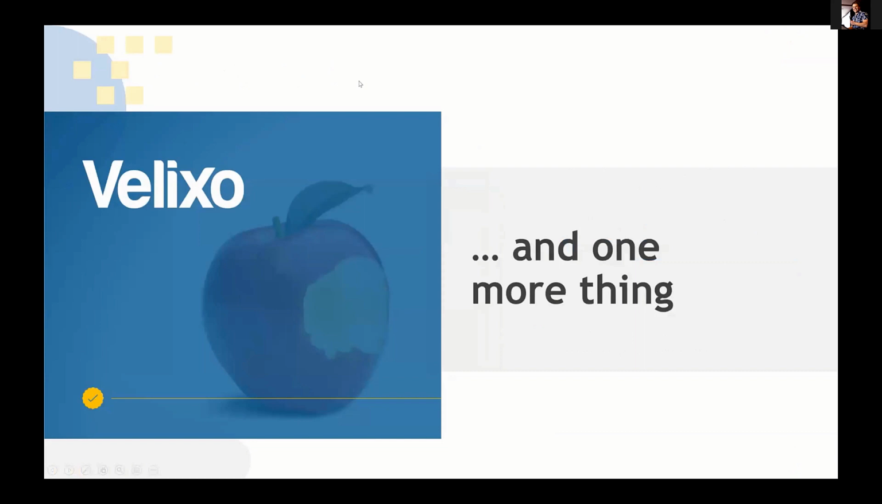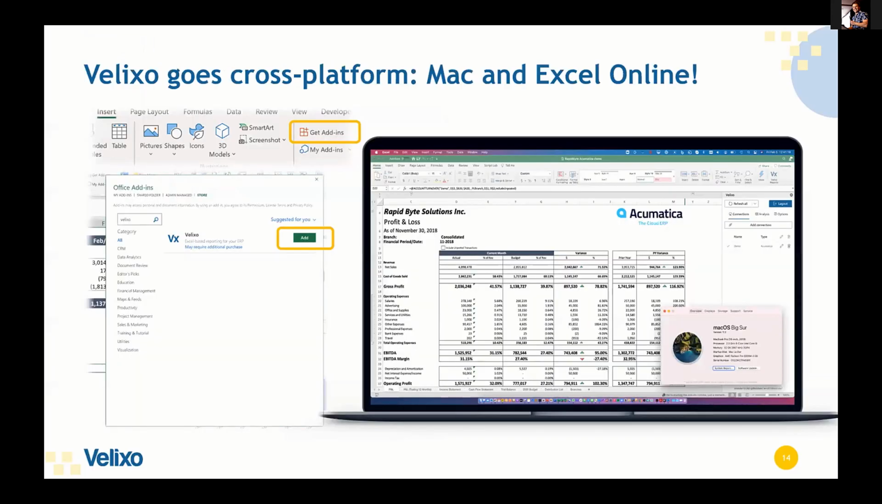Before we end, there's one more thing that we'd like to show you. I'm very excited to make this announcement. Velixo is going cross-platform. That's right, you can now use Velixo on Mac and also Velixo on Excel Online from any web browser. We're calling this product Velixo NX, which stands for Next Generation. I'd like to open Excel on my Mac and show you how that looks.